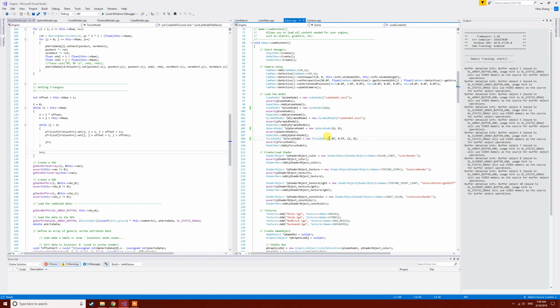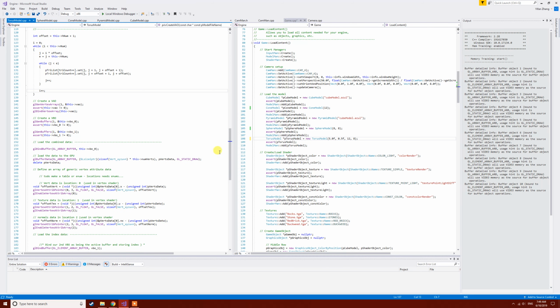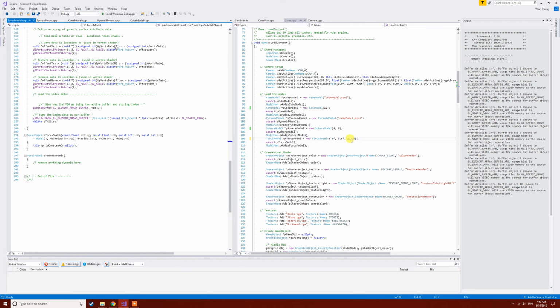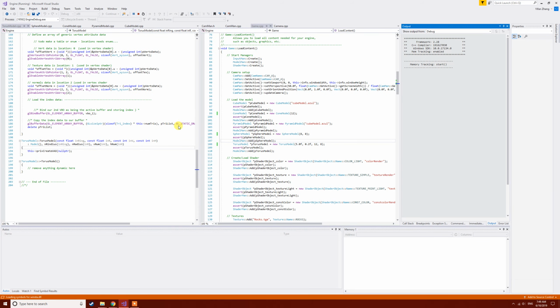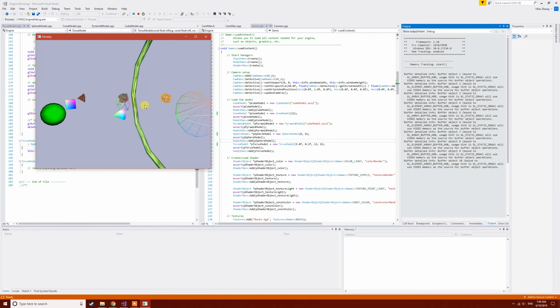Also for the torus, I can change the radius of either the tube, I don't know how to describe that. Also, I can make it smaller and make the radius of the ring larger, and I will have a halo right here.